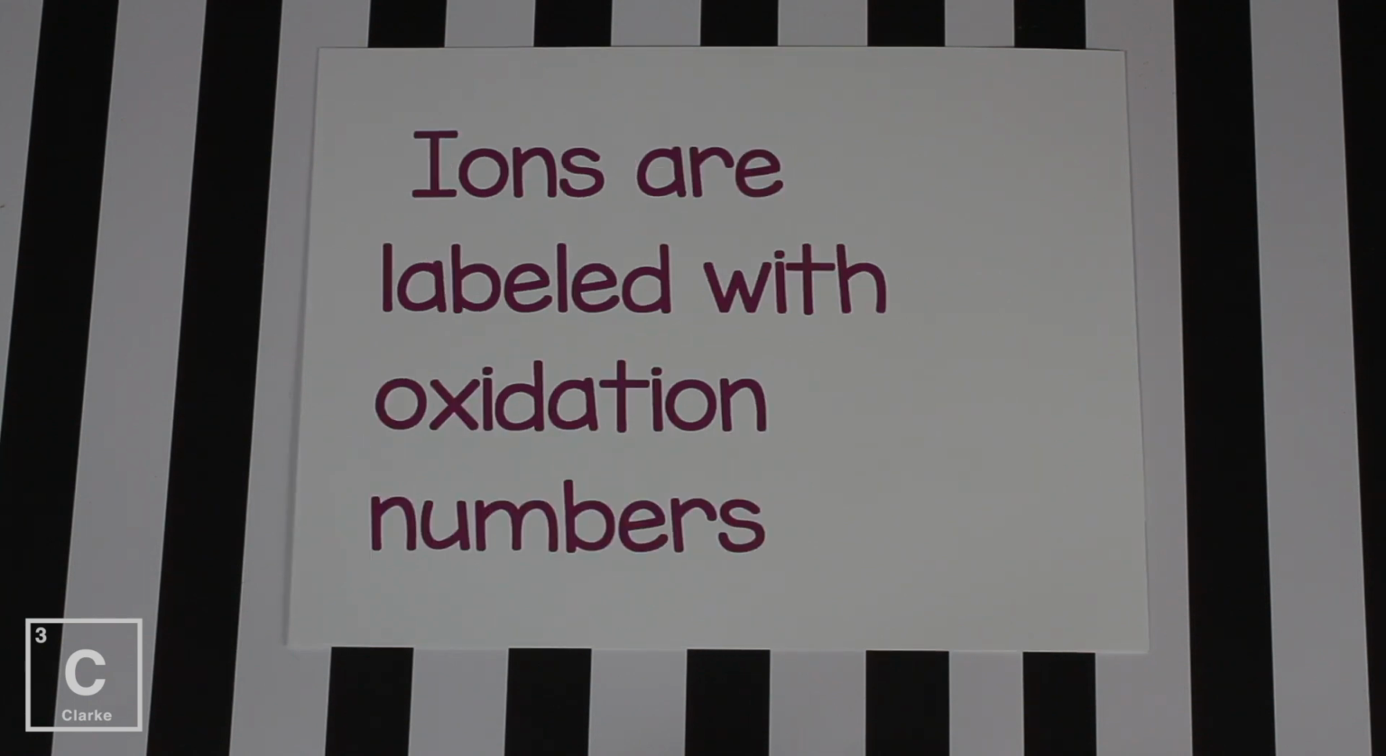Since atoms and ions are practically the same thing, except for ions have a charge and atoms don't, we've got to show that somehow, and we show it with an oxidation number. The oxidation number is the charge on the ion when you actually do the math of the difference between the positive protons and the negative electrons. Let's look at some examples.